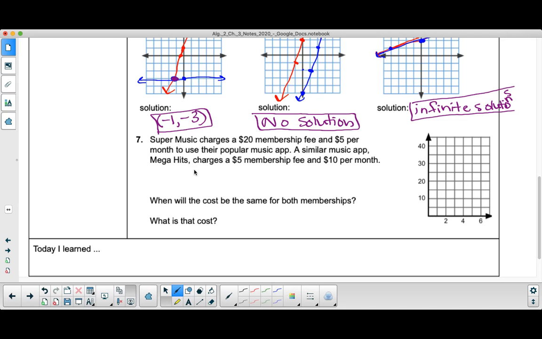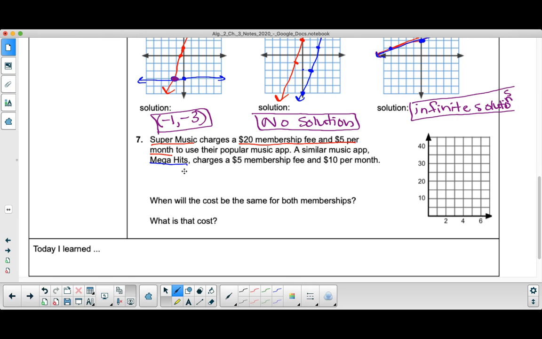So here we're talking about two different membership fees for music memberships. We have Super Music, and they charge a $20 membership fee and $5 per month to use their music app. I guess kind of like the difference between Spotify and some other one, SoundCloud. Anyway, a similar music app, Mega Hits. So that's our other one.